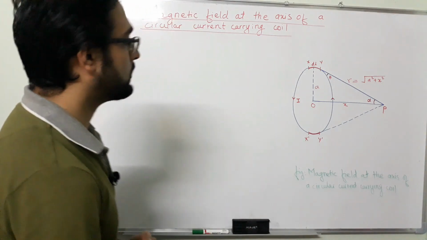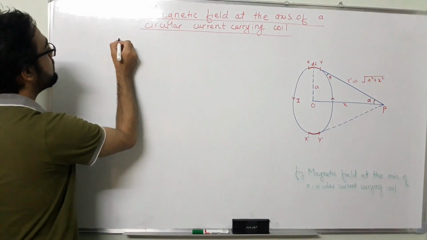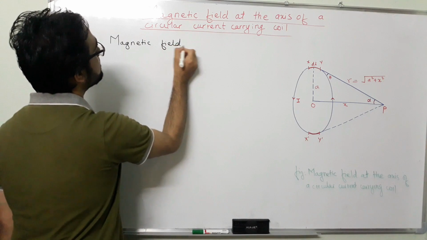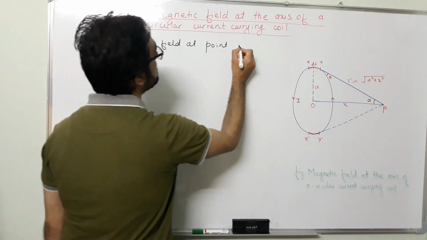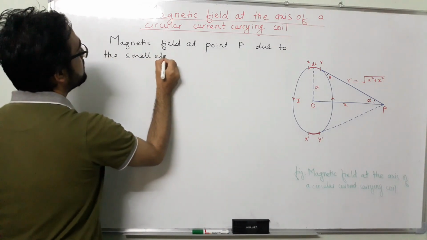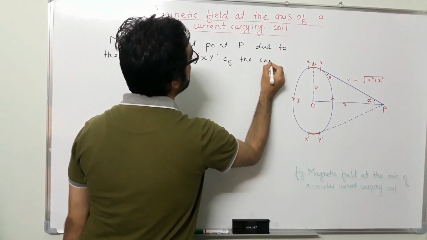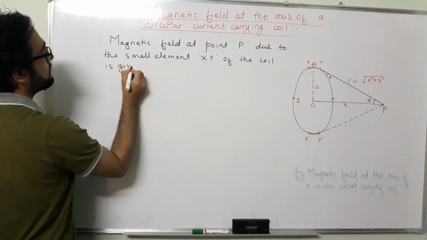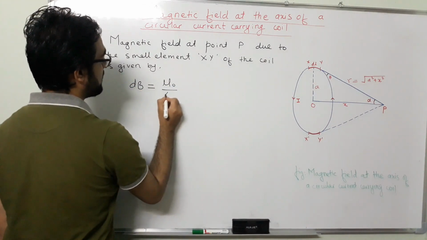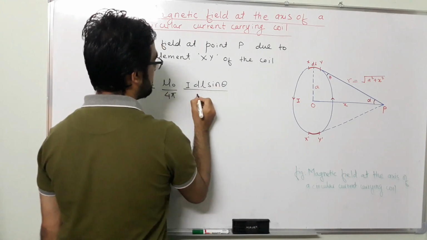Now using Biot and Savart's law, the small magnetic field at point P due to the small length dl of this section xy is given by, according to Biot-Savart's law, magnetic field at point P due to the small element xy of the coil is given by, so according to Biot and Savart's law, small magnetic field dB becomes equal to mu naught by 4 pi, I dl sine theta divided by r square.